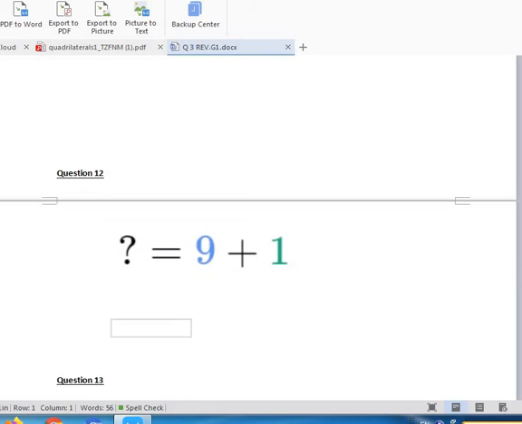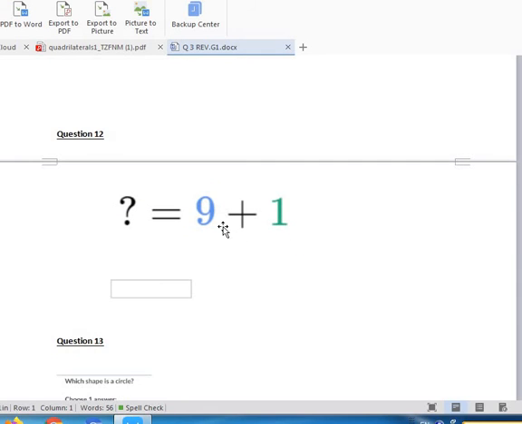Okay, question 12 I have here. What equals 9 plus 1? 9 plus 1 equals 10.